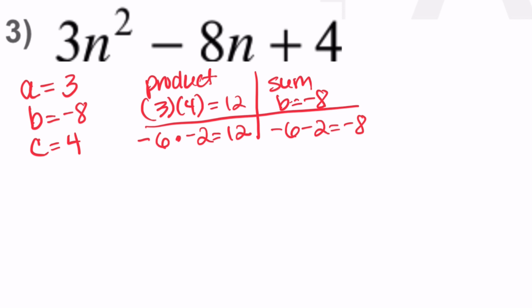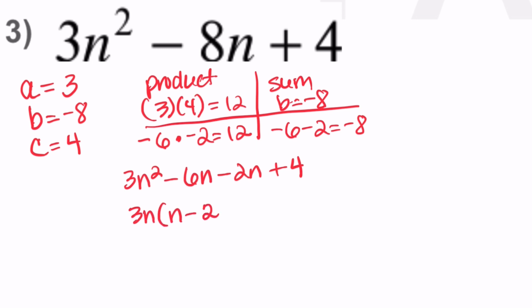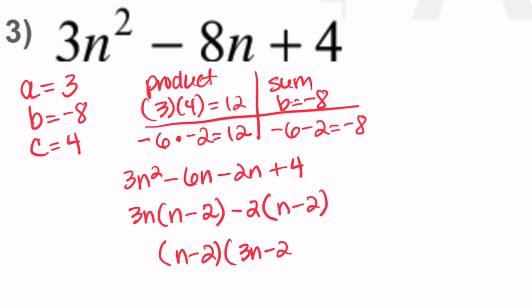So we have 3n squared minus 6n minus 2n plus 4. First two terms, factor out a 3n. You're left with n minus 2. And then last two terms, take out a negative 2, and you're left with n minus 2 again. And so your answer is n minus 2 times 3n minus 2. And we're done.